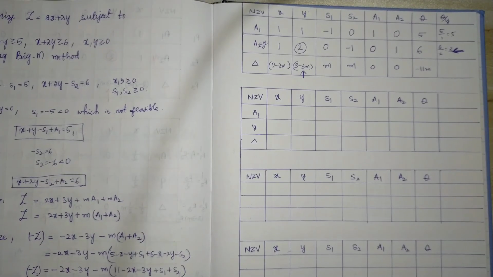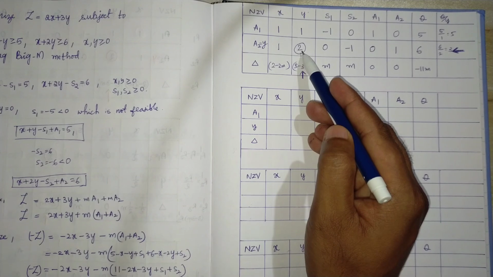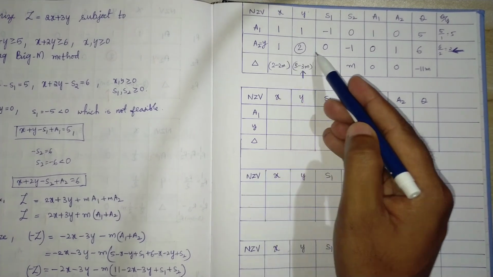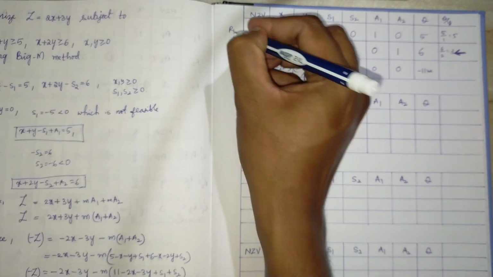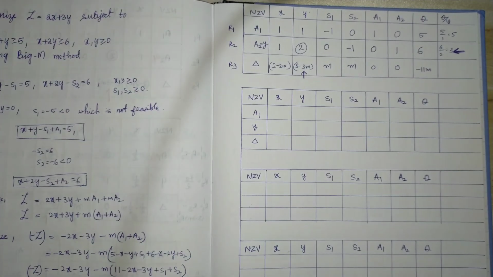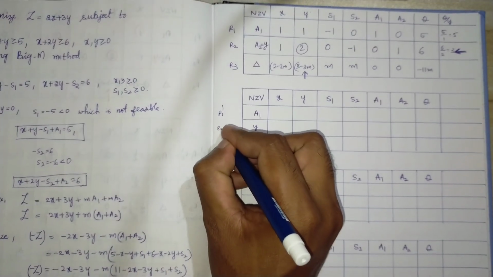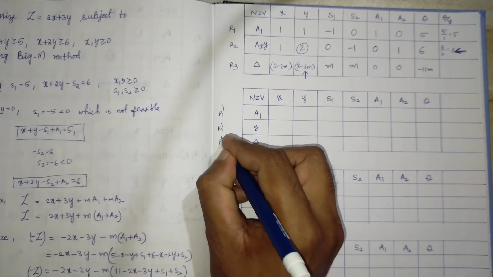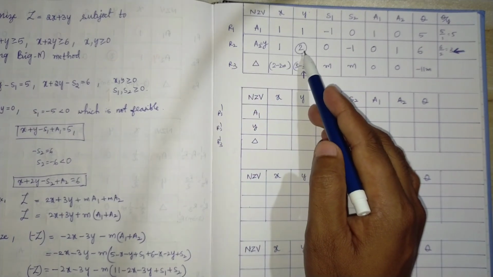So what is the next step? So we need to make this pivotal element as 1. How can you make that 1? Let us divide the entire row by 2. So before that, let me call it as row 1, row 2 and row 3, r1, r2, r3. Now let us define r1 dash, r2 dash and r3 dash.